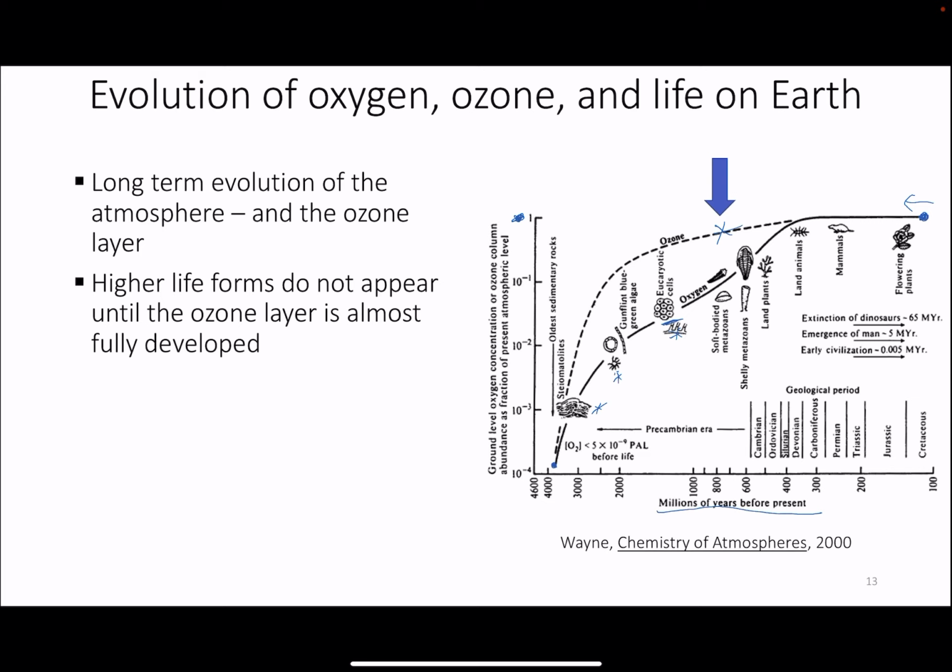Because you had billions of years for it to evolve, and they didn't. And then all of a sudden you have an ozone layer and life just flourishes, and you end up with tons and tons of different kinds of life forms, which is kind of cool and really highlights the importance of the ozone layer.